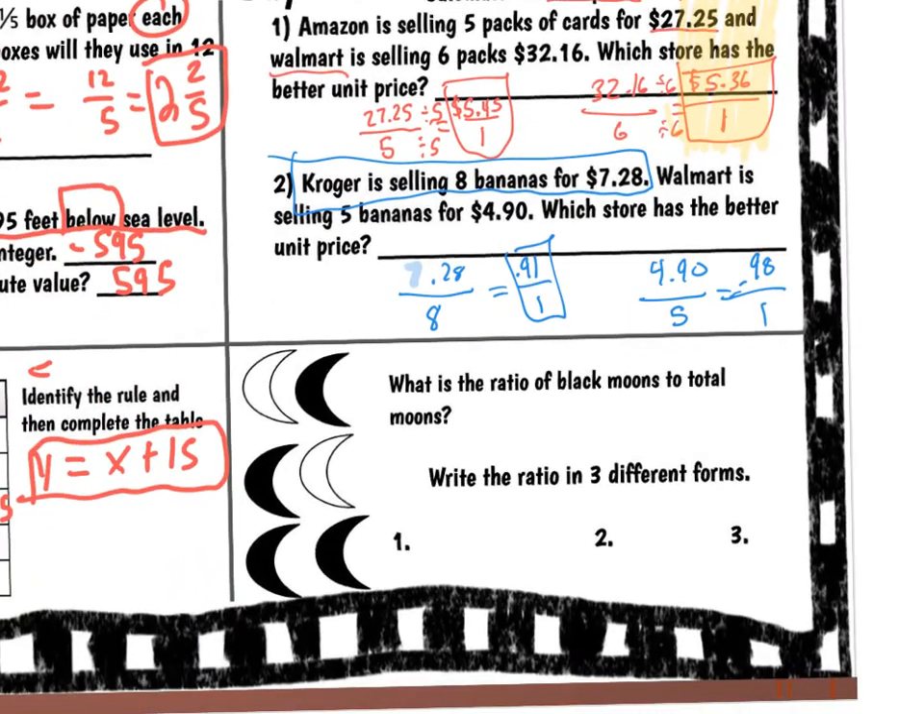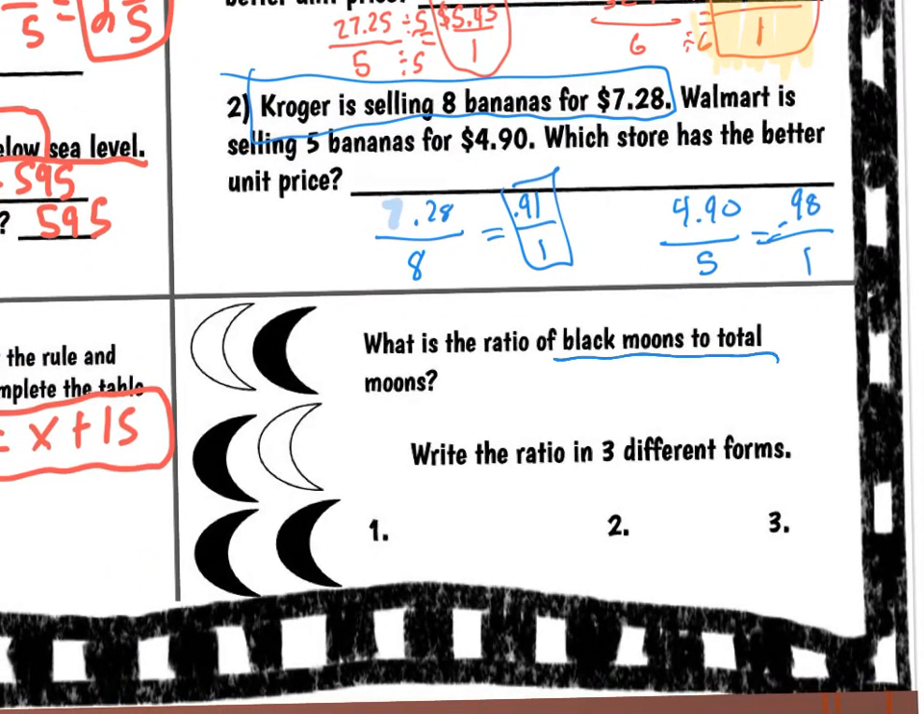And let's look at our final question, the ratio of black moons to total. So this is a part to whole ratio. So we have 1, 2, 3, 4 black moons to 6 total moons. And we can write that as 4 to 6, same thing as doing 2 to 3. The reason why those are equivalent is because you divided both 4 and 6 by 2.